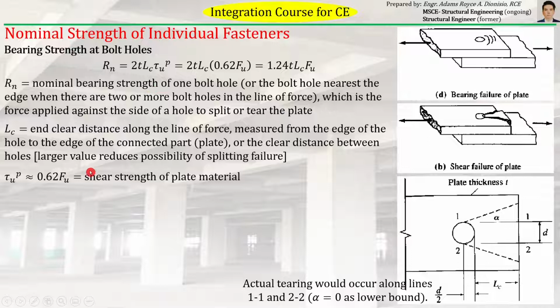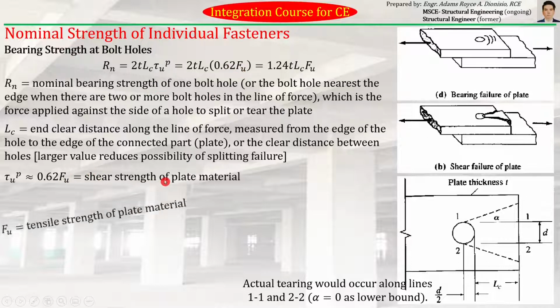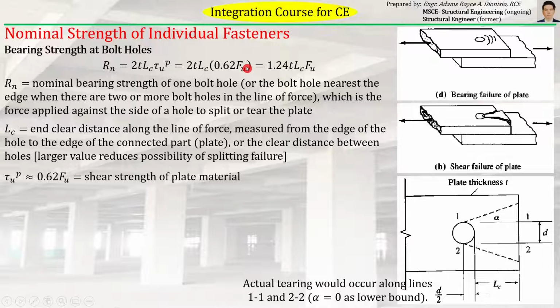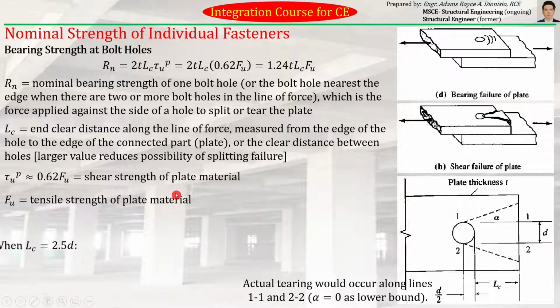Yung tau UP natin dito is 0.62 FU. That is the shear strength of the plate material. So, makikita nyo yung FU dyan, wala siyang B. Makikita nyo yung FU dito, walang B sa taas kasi nga it pertains to the plate. Pag may B, FUB yun, ang bolt. Pag wala, sa plate yan. Okay, yung FU, tensile strength of the plate material.